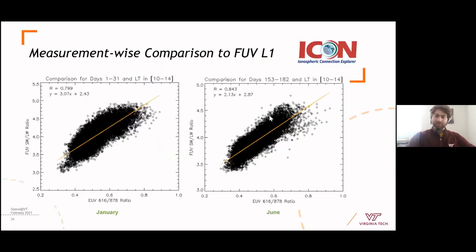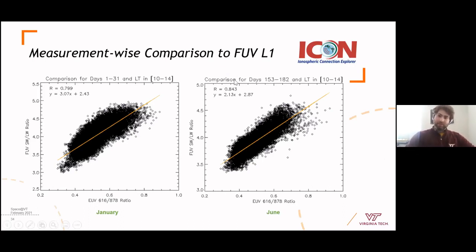So next, we wanted to look and see what's happening on a measurement to measurement basis. So for a given measurement of O to N2 by the FUV instrument, how is our pseudo O to N2 measurement stacking up, and how is it changing over time?